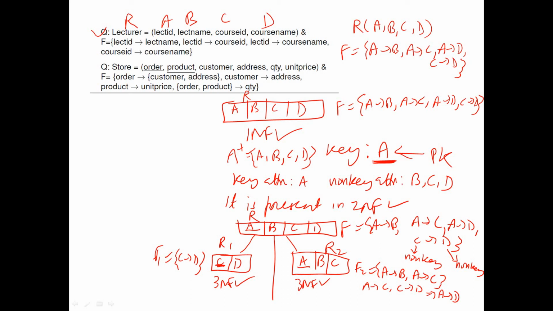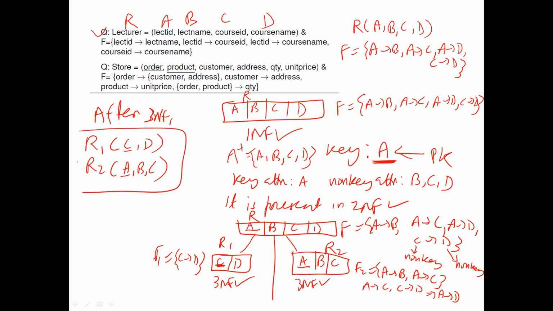It is not lost. So after the 3NF, how many tables am I getting? I am getting R1 containing CD, where C is the primary key. I am getting R2 containing ABC, where A is the primary key, right? So from the single table I am getting these two tables. I hope it is understood. Okay, let's move towards another problem, right?